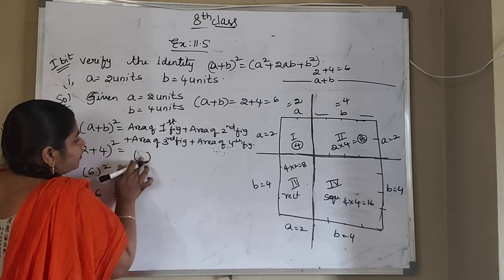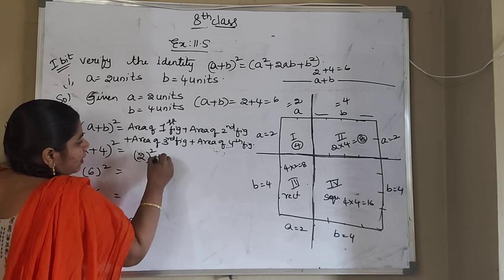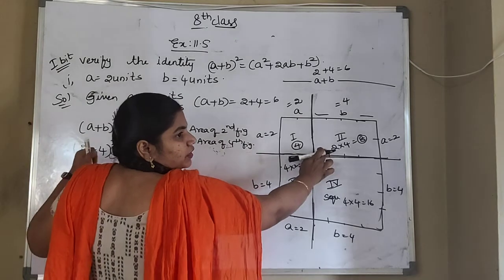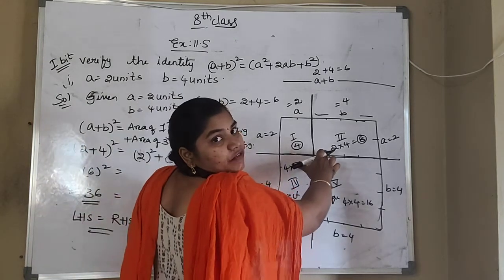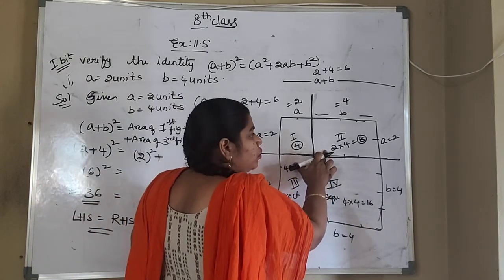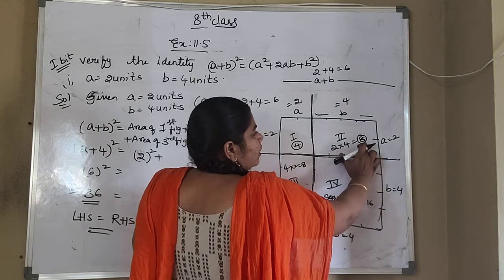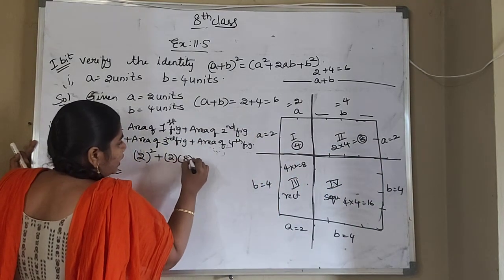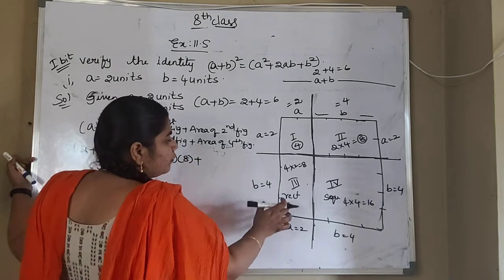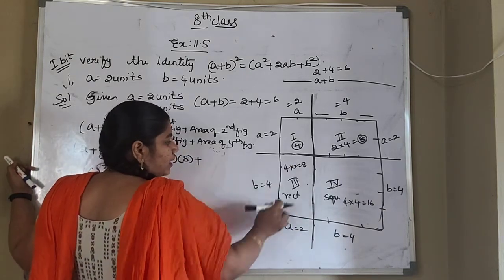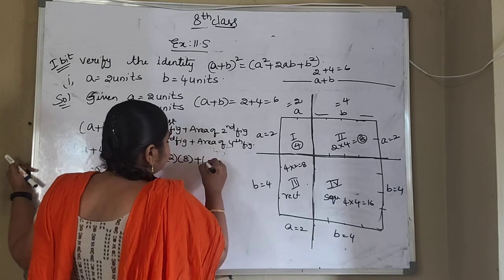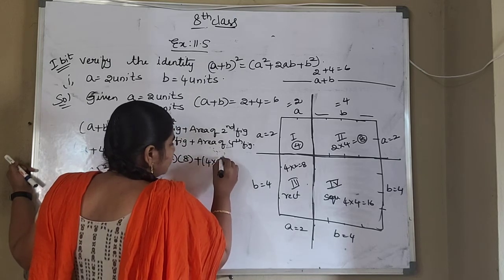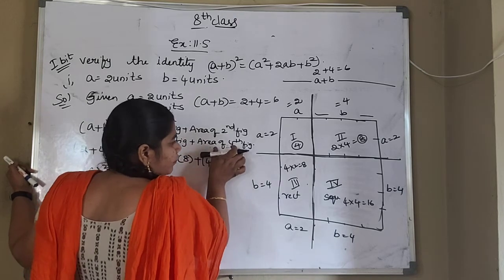2 square you write. 2 square plus area of second figure, that is area of a rectangle. Area of a rectangle will be length into breadth. So 2 into 4 will be equals to 8. So 2 into 8 plus area of third figure. This is also a rectangle. So 4 into 2 plus area of a fourth figure.